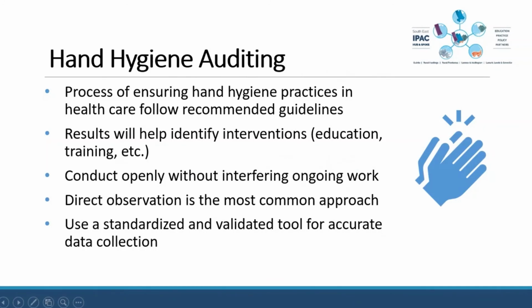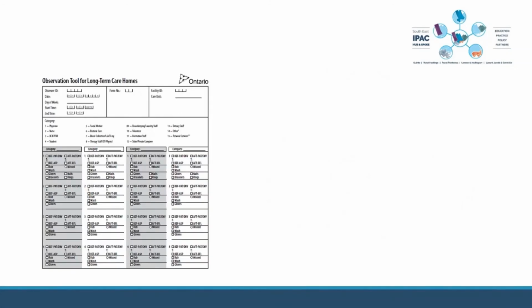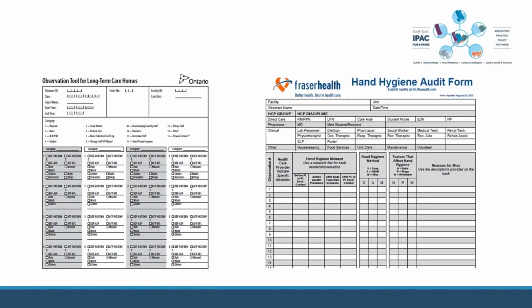So let's have a quick look at some paper tools that might be available. The next slide. So most of you might have seen the observation tool by the Ministry of Health and Long-Term Care. It's a kind of complex tool that includes all 4 moments of hand hygiene. Hospitals have used a form like this for quite some time, but anyway, most of you have seen that.